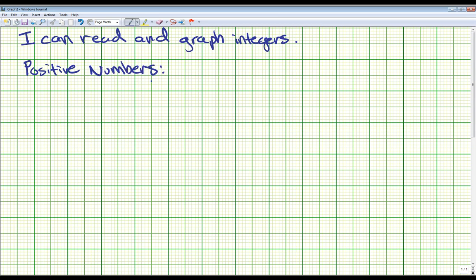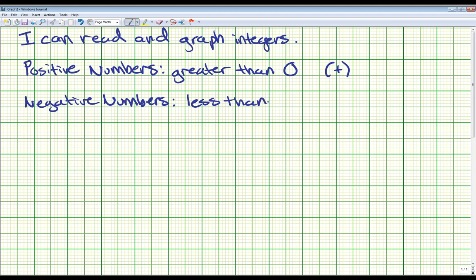So positive numbers, it said, are greater than 0. And if you wanted to put a sign to them, you would use the plus sign. And then negative numbers are all numbers that are less than 0. If you wanted to put a sign to those, which you have to, it's a minus or a negative sign. Subtraction is the same as saying negative, and addition is the same as saying positive.